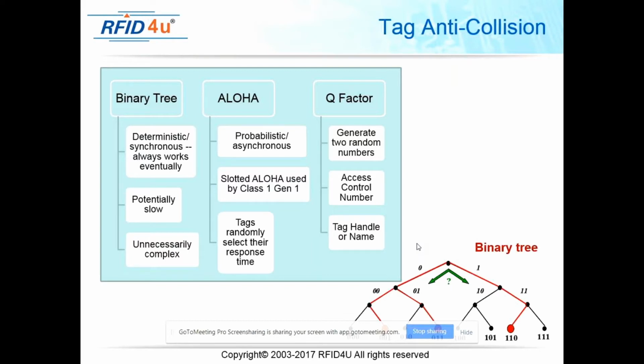So anti-collision is the process by which the reader isolates a single tag out of a group of multiple tags that are in the read zone at the same time. The reader can only read one tag at a time, so it has to isolate the tag and come up with just one tag.